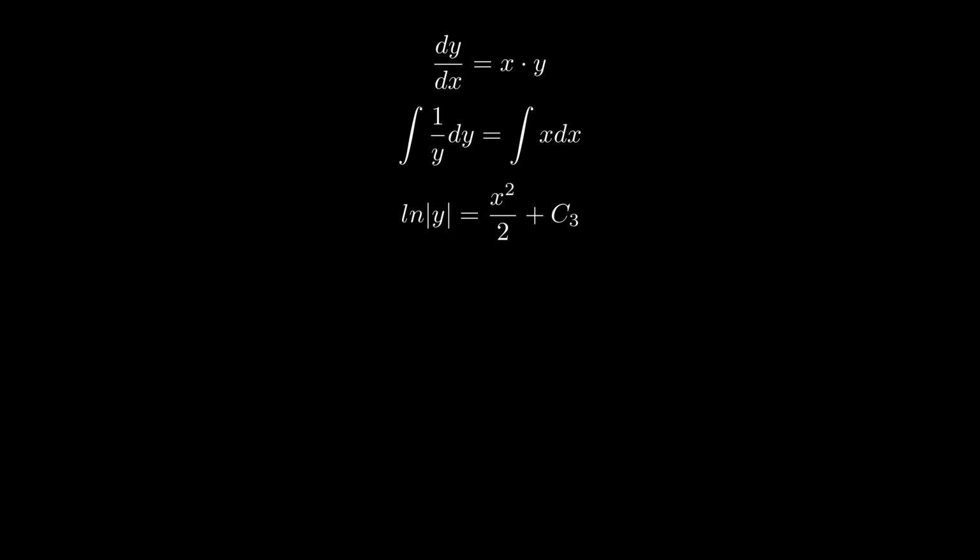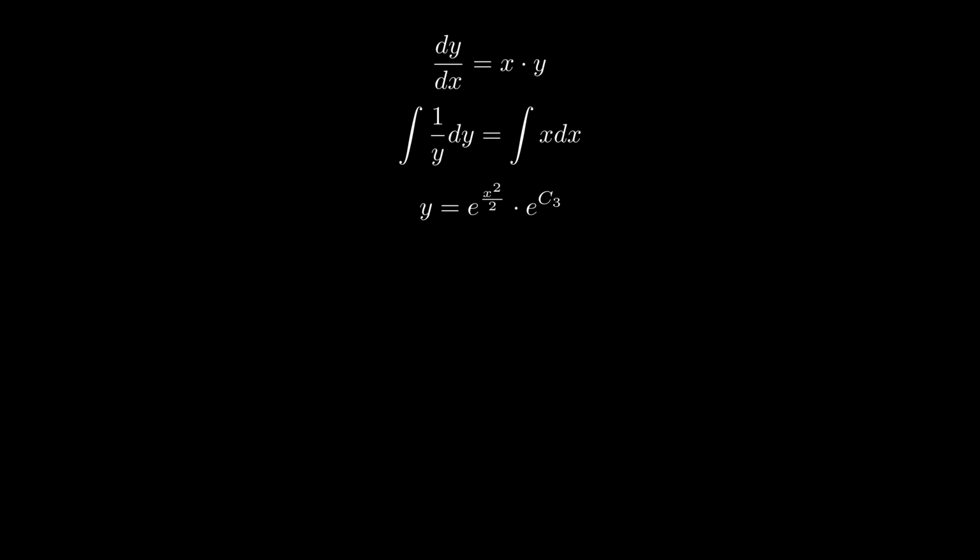And again, on the left hand side the natural log will cancel, and so will the absolute value, because e raised to any number or any function will always be positive, so we no longer need the absolute value. And then on the right hand side we can split the exponent along the addition, just rewrite it as y equal to e to the x squared over 2 times e to the c3.